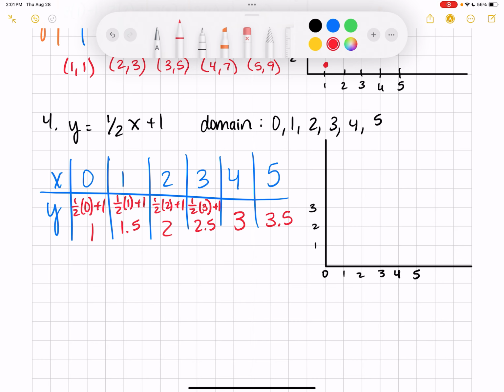Let's graph this. At 0, 1. At 1 and 1.5. At 2 and 2. At 3 and 2.5. At 4 and 3. Oh, I didn't go up far enough. Whoops. And then at 5 and 3.5.